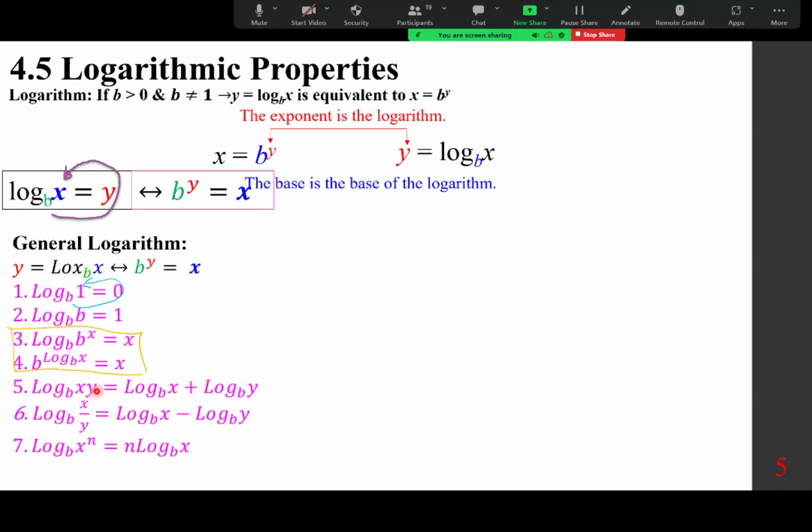Log base b of x over y, known as the quotient rule, is log x base b minus log y base b. And finally, the power rule. This is called the quotient rule. This is the power rule. Log base b of x to the power of n equals n log x base b. So the exponent becomes the coefficient.